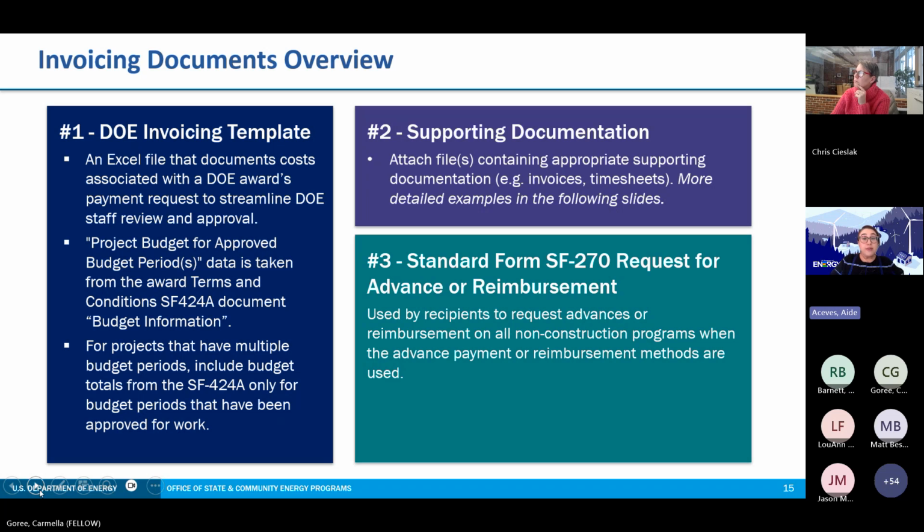The third component of invoicing documents is the Standard Form 270, Request for Advance or Reimbursement, also called the SF 270. And this is used by recipients to request advances or reimbursement. Now let's dive into the invoicing template and SF 270 for more detail. Next slide, please.